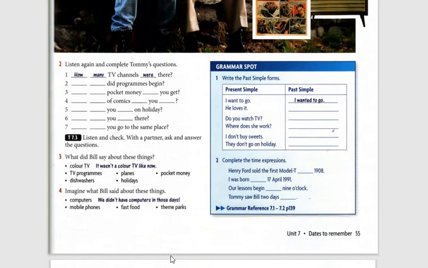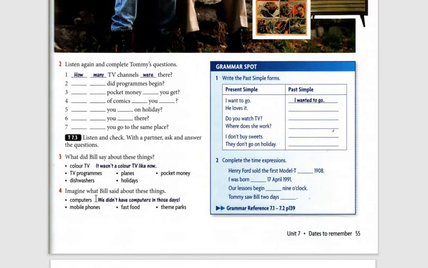So in this tape script and this exercise we have the pattern or the structure of the question in the past, and how to make the question in the past, and how to use the auxiliary verb and the interrogative.